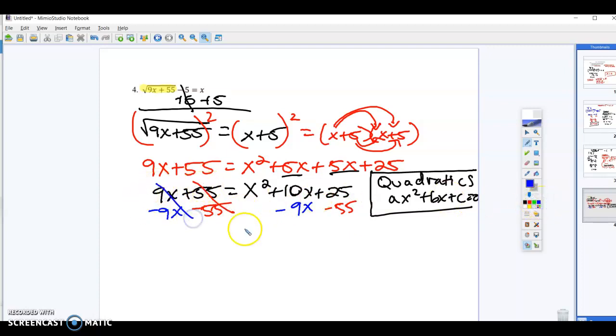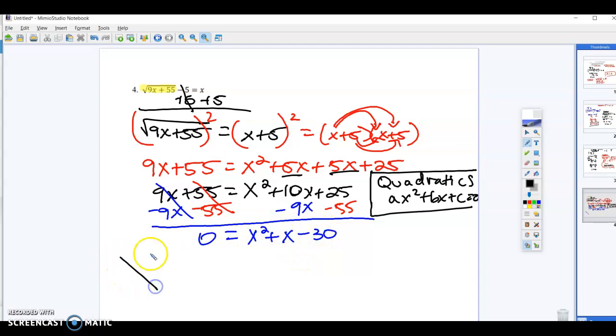And when we do that, we're going to get x squared plus x minus 30. And over here, that's going to equal 0. Now, we're actually going to have to solve. And so this is the part where factoring comes in, or the quadratic formula comes in. So we can factor this guy by using the box, or using the big X.